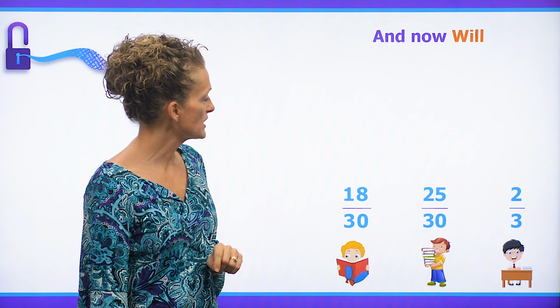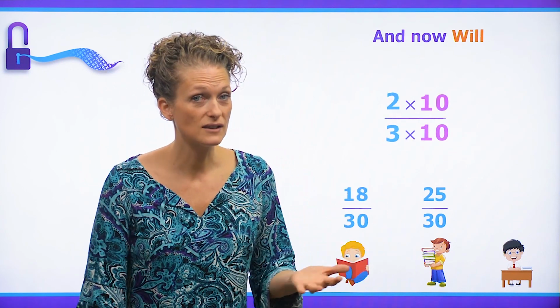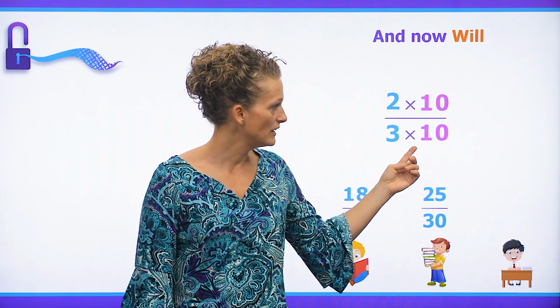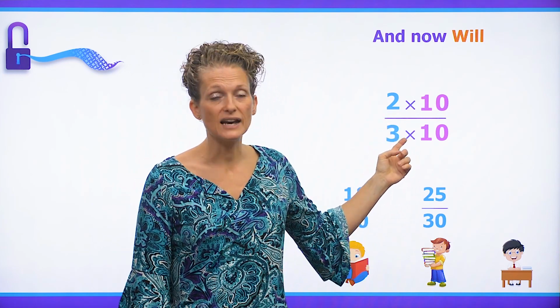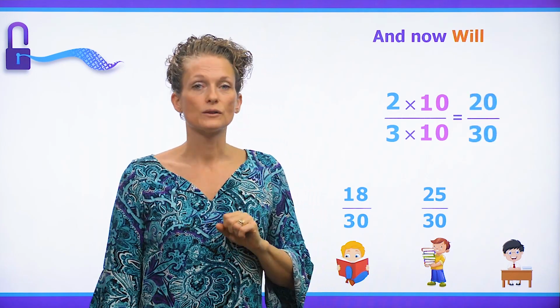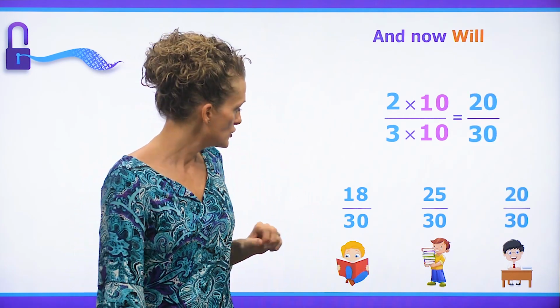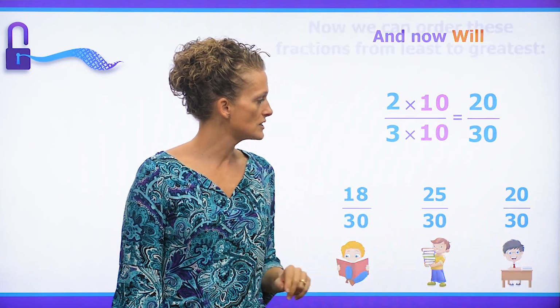And then finally, we can look at Will, who was 2/3. And what do we have to multiply 3 by to get 30? And the answer, of course, is 10. And so if we multiply the bottom by 10, we must multiply the top by 10. So 2 times 10 is 20, 3 times 10 is 30. So you can see we have all of the denominators the same.